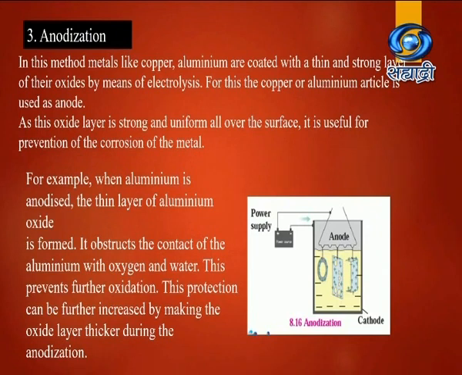For example, when aluminium is anodized, a thin layer of aluminium oxide is formed. It obstructs the contact of the aluminium with oxygen and water. This prevents further oxidation. This protection can be further increased by making the oxide layer thicker during the anodization.